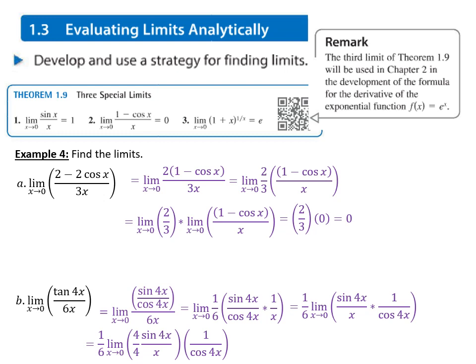And I can leave the 4 on the bottom, pull the 4 on top out. So we have 4 over 6 outside times the limit as x approaches 0 of sine of 4x over 4x times 1 over cosine of 4x. Now I can start actually calculating it. So I've got 4 over 6, limit as x approaches 0 of sine of 4x over 4x is 1, and limit as x approaches 0 of 1 over cosine of 4x, well, cosine of 4 times 0 is cosine of 0, which is 1. That's why it's 1 over 1. And 4 over 6 reduces to 2/3. Now you try it on your own.